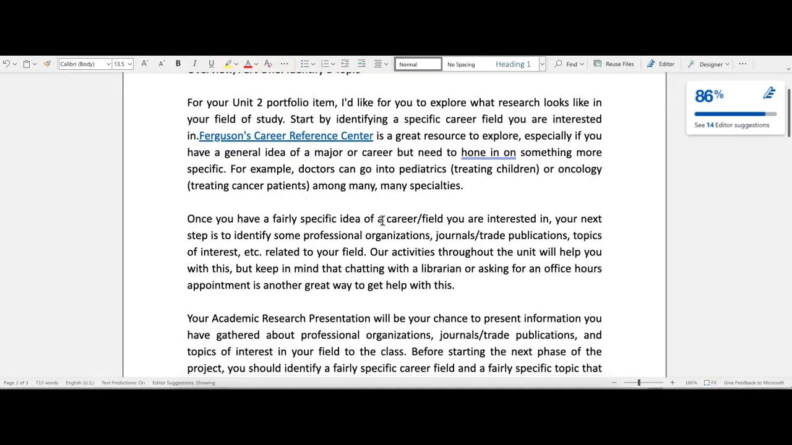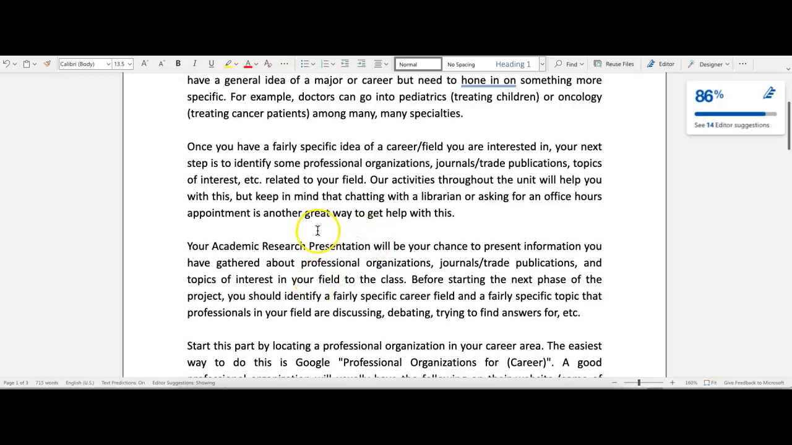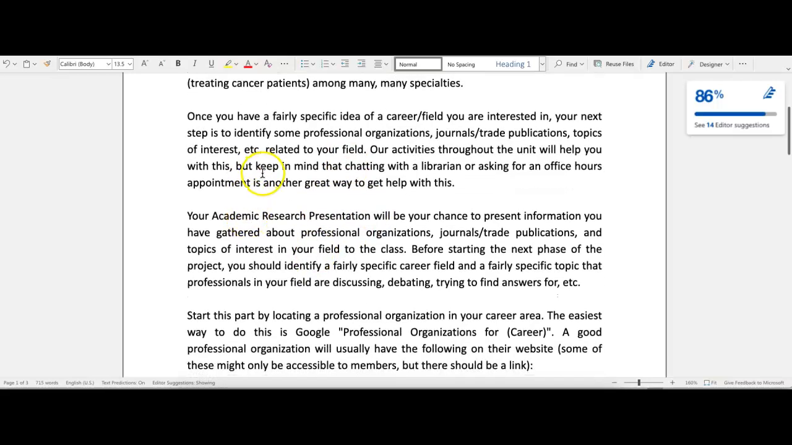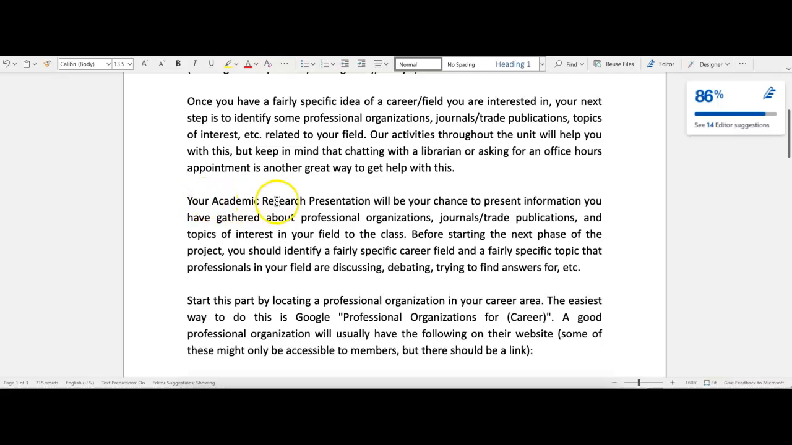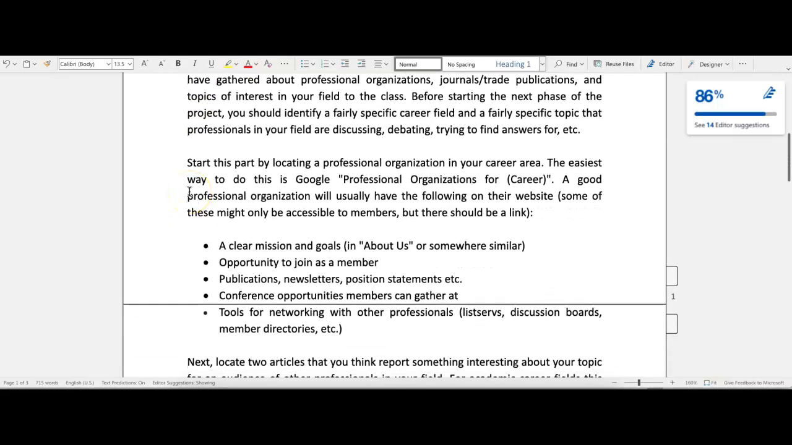Once you have a fairly specific idea of the field that you want to go into, identify some professional organizations. I'll show you how you're going to do that in the discussion that we'll do in this unit. But think about professional organizations. These are organizations that represent professionals in that field and represent their interests and their professional development. The activities throughout the unit will help you with all of that. Your academic research presentation will be your chance to present information that you've gathered about professional organizations, journals and trade publications in your field, and topics of interest in your field to the class. So you can go over and read that in detail yourselves.